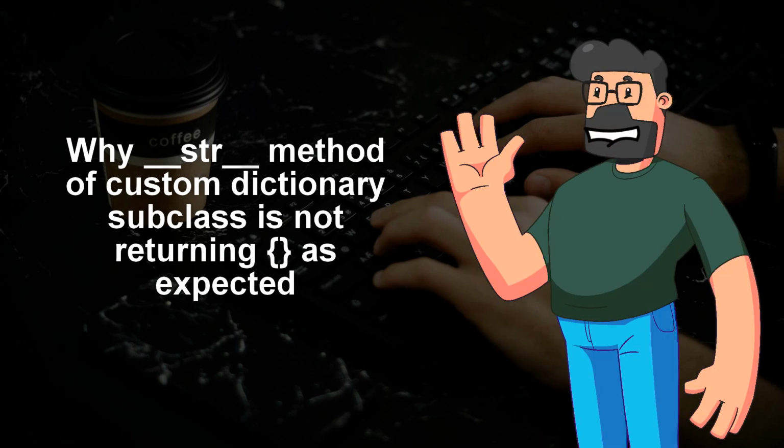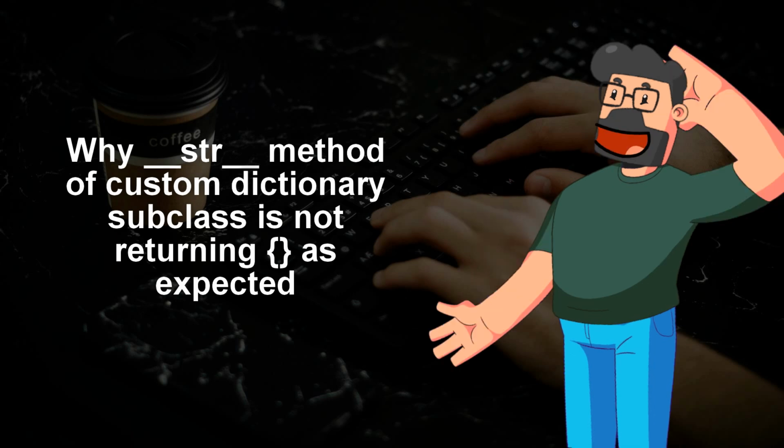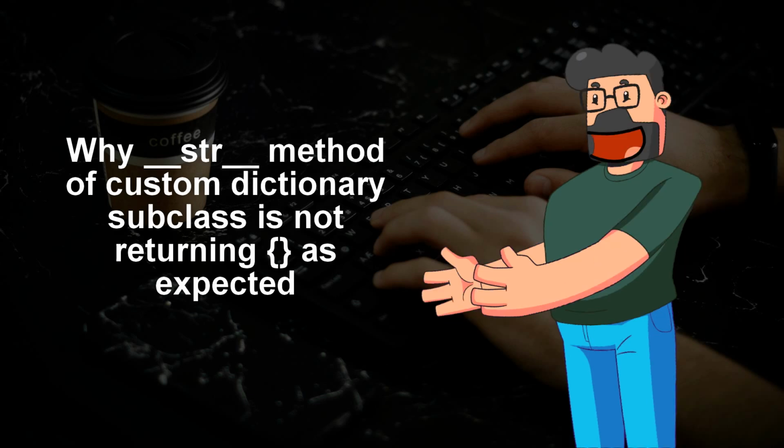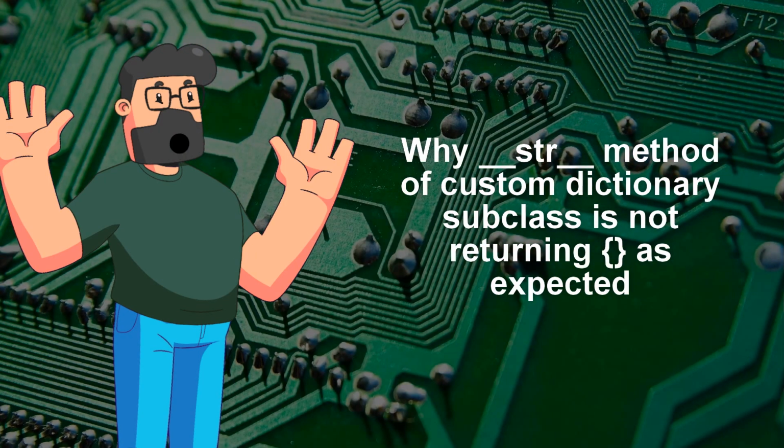Let's dive into a fascinating problem. Imagine you have a class that inherits from dict, and you're wondering why str doesn't use dict.__str__ when dict is earlier in the method resolution order, MRO, of the class. Quite the conundrum, right? Now let's talk about the solution to this problem.